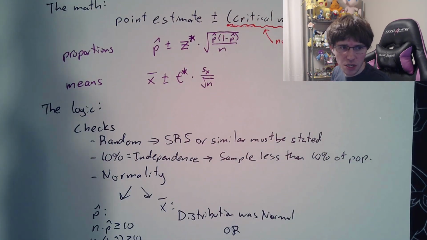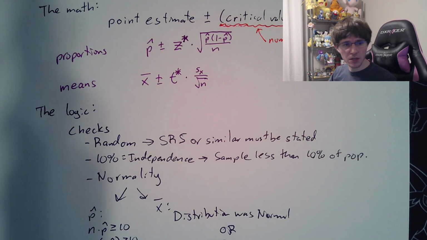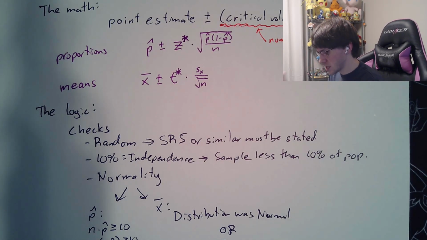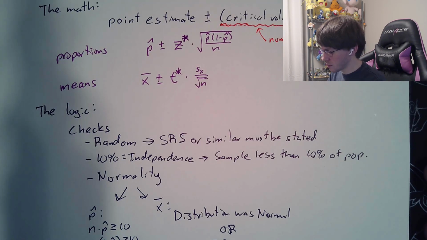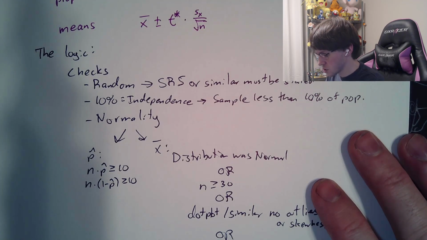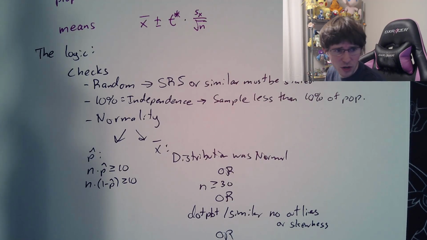The logic here is that you can only actually run these things if certain conditions are met. You have to check three things for all confidence intervals. First, random: that is to say it's a simple random sample, which has to be stated in the question somewhere. There must be the 10% or independence check: less than 10% of the population is sampled. In the problem, we're going to see examples of this later. And for normality, there are two different versions. P hat has what's called the large counts condition, where you're checking whether n times p and n times 1 minus p are in fact greater than or equal to 10.